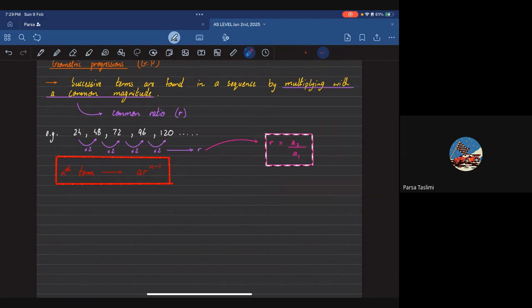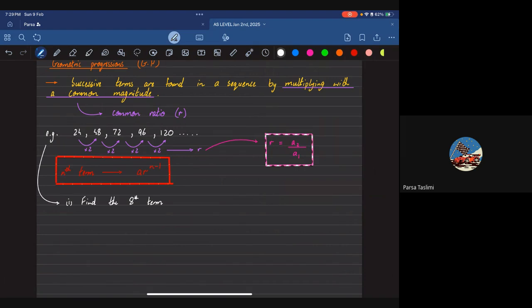If we're using the same example, we can simply continue this forward. If I say, find the eighth term.